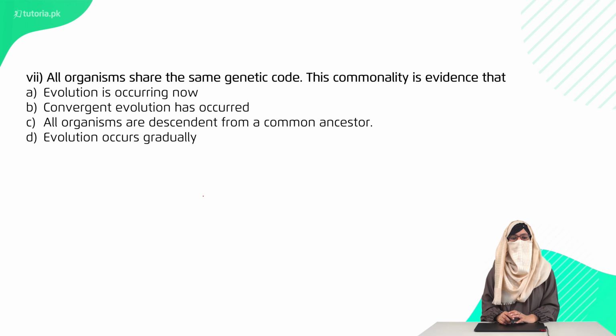Question 7 is, all organisms share the same genetic code. This commonality is evidence that option A, evolution is occurring now. Option B, convergent evolution has occurred. Option C, all organisms are descended from the same common ancestor. Option D, evolution occurs gradually. The right option is option C, organisms are descended from a common ancestor.